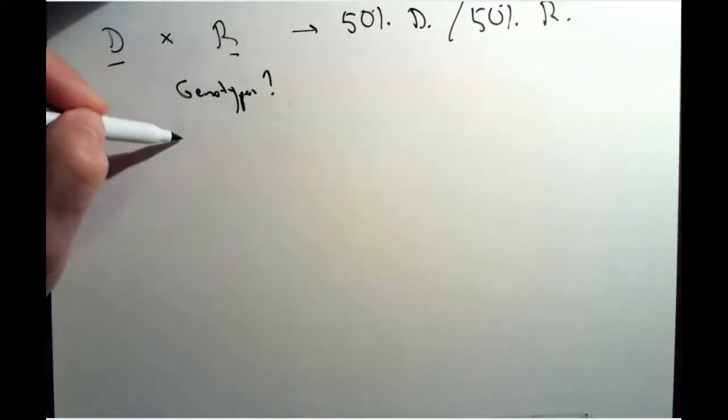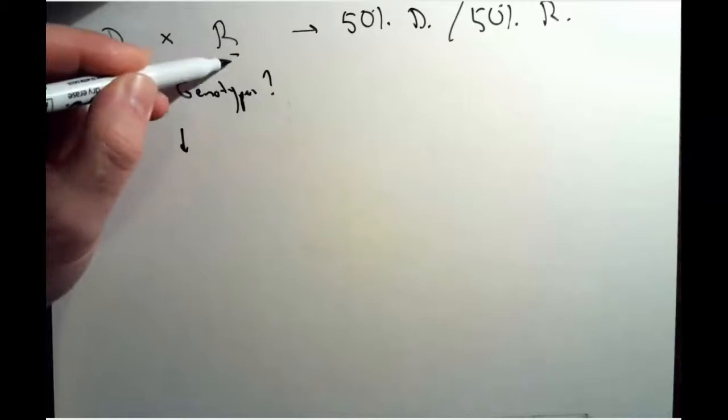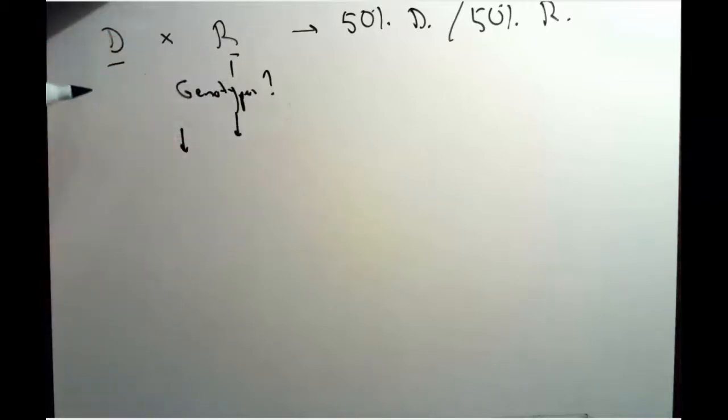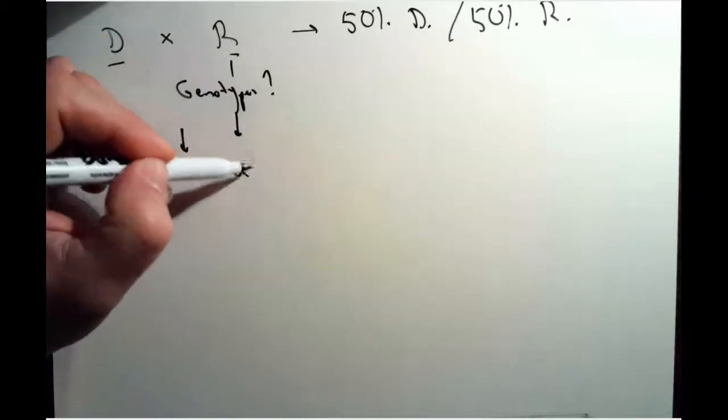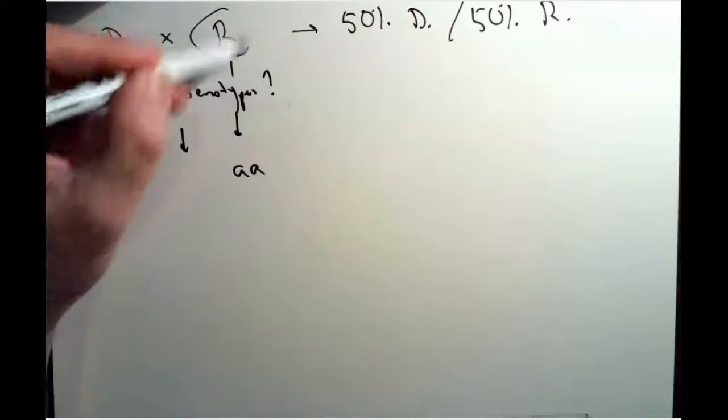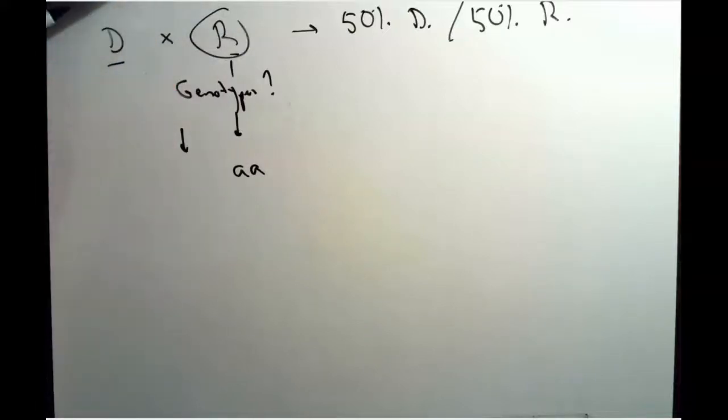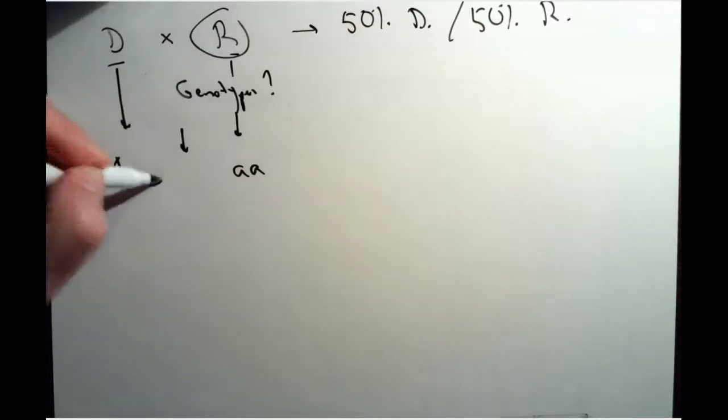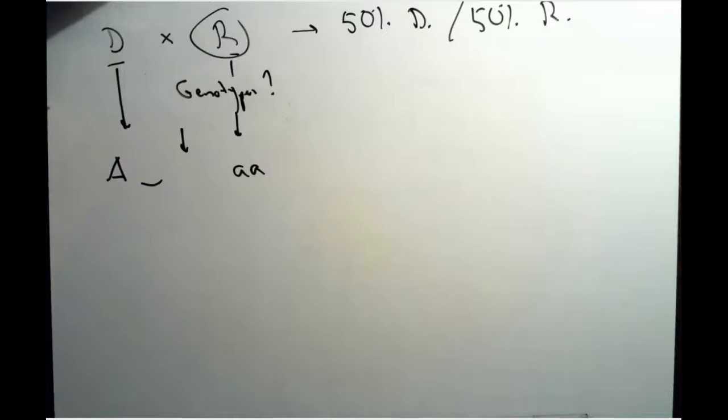Well, a couple things you can do right off the bat. You can say, well, if an individual is recessive, they only can have one genotype. They have to be homozygous recessive. That's the only way you show the recessive phenotype, is by being homozygous recessive. For the other parent, they're showing the dominant trait. So we know they must have at least one dominant allele, but we don't know what the other allele is yet. So we'll leave a placeholder there.